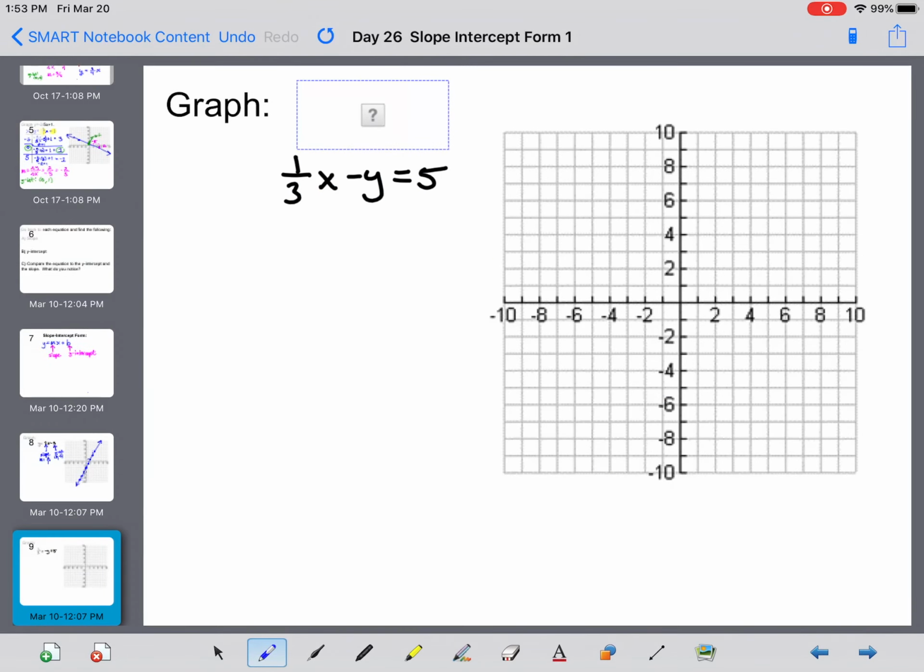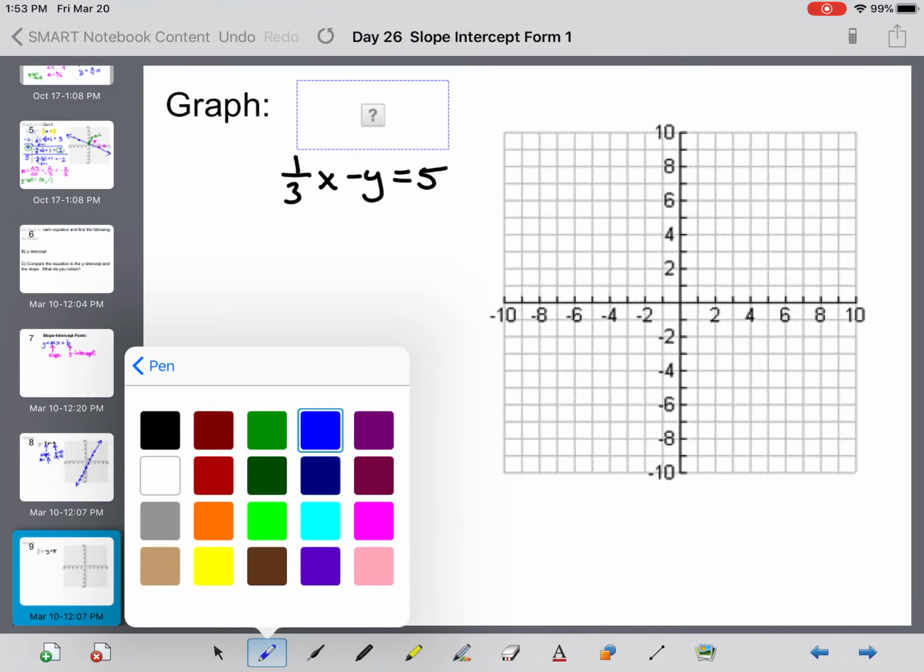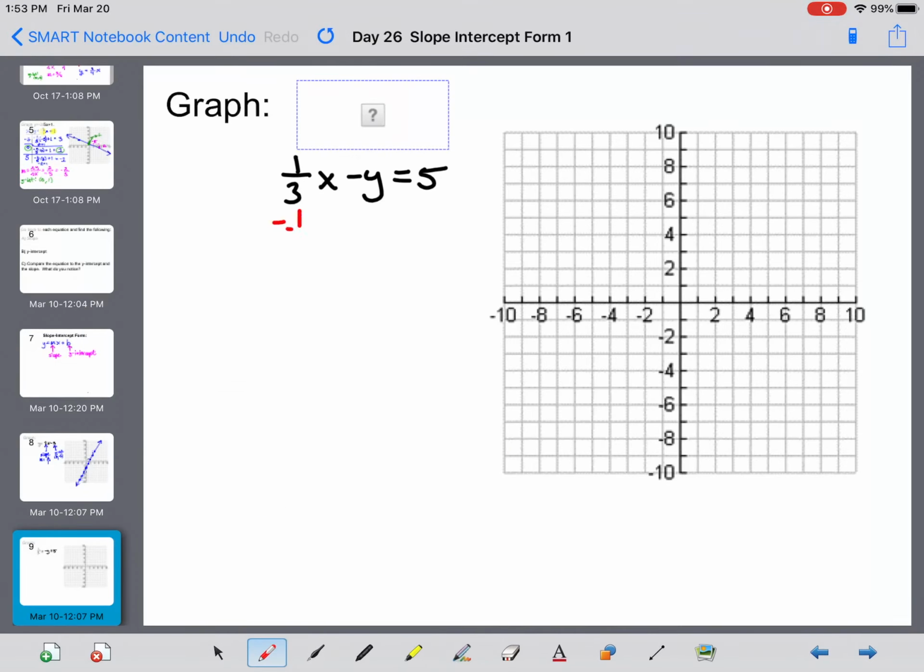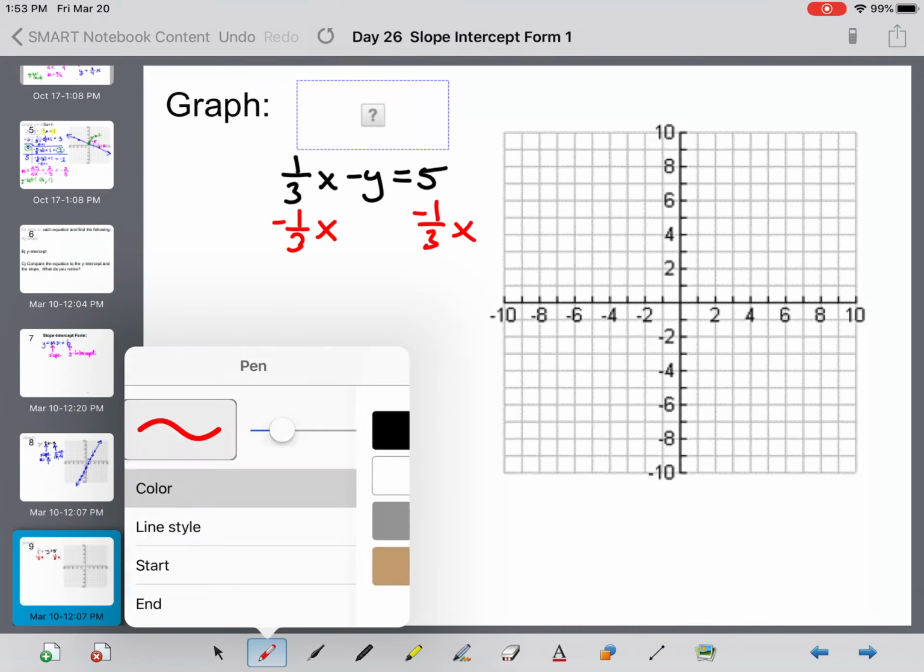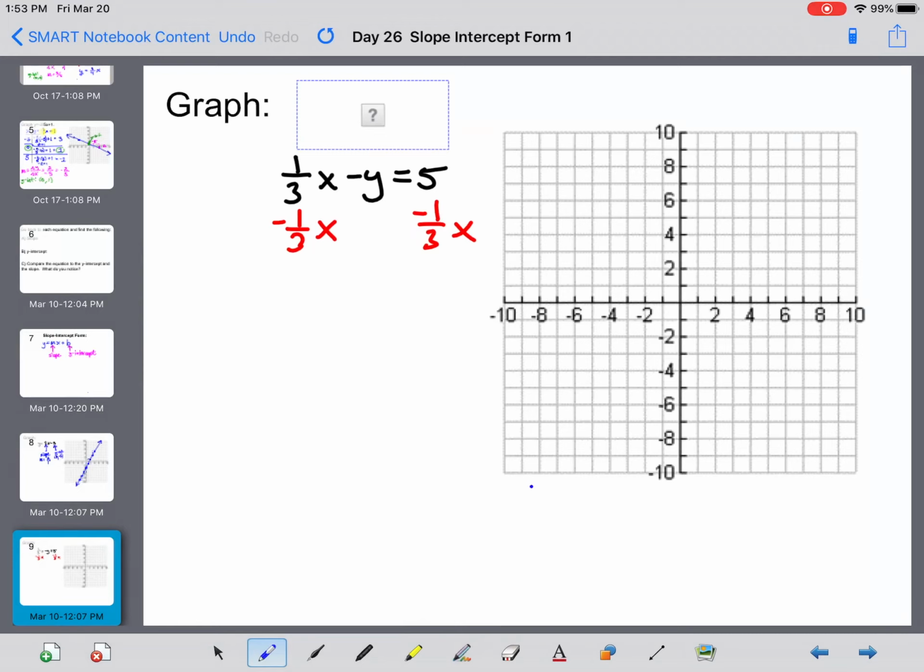All right, next up, let's try 1/3 x minus y equals 5. This one is not ready to go. It is not y equals. So we need to do a little bit of work to this to get it to look like y equals. So I'm going to go ahead and subtract 1/3 x from both sides. So this leaves me with negative y. There's still that pesky negative sign in front. And I'm going to put the negative 1/3 x in front. It would be fine if you wrote 5 minus 1/3 x. That is completely equivalent to it.